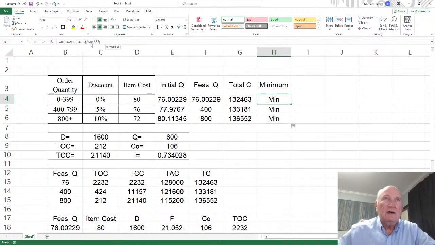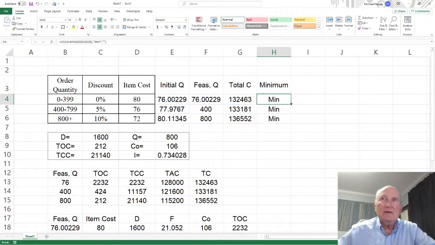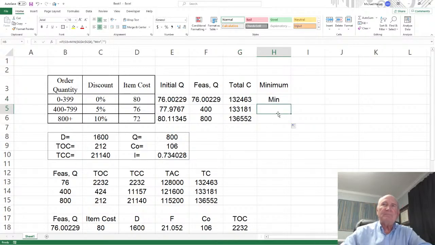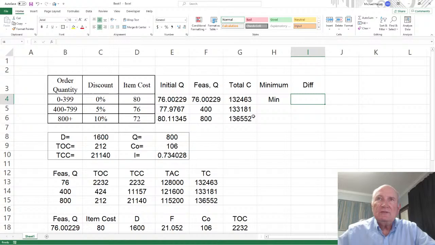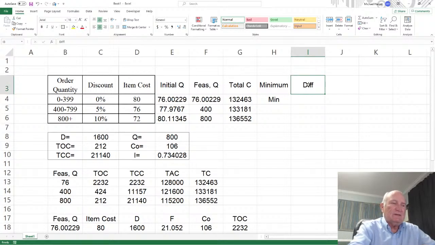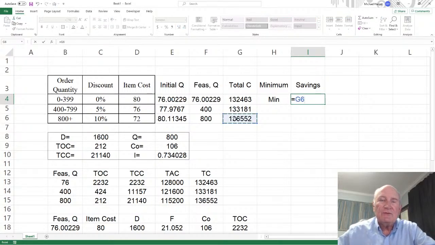So I copy this down. First of all, I want G4 through G6, fix that, and now I copy this down, and notice what happens: that's the minimum, these are not. What's the difference? This difference between these two here: how much are your savings? Let me just say savings. This is what the manager is doing. This is the optimal one.